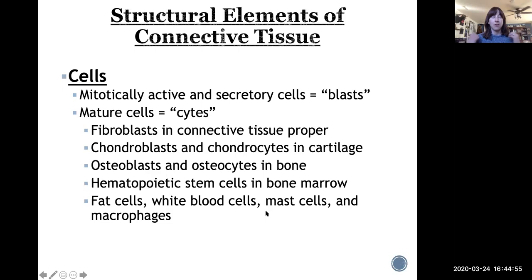Are we all okay with the structures and elements associated with connective tissues? Any questions about any of this?